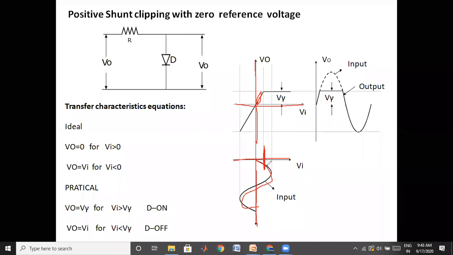When our input voltage reaches greater than the cut-in voltage, the diode gets short circuited, and the output will be maintained constant. In the negative cycle, the diode will be reverse biased. Therefore, the input comes to the output, and the output will increase linearly.